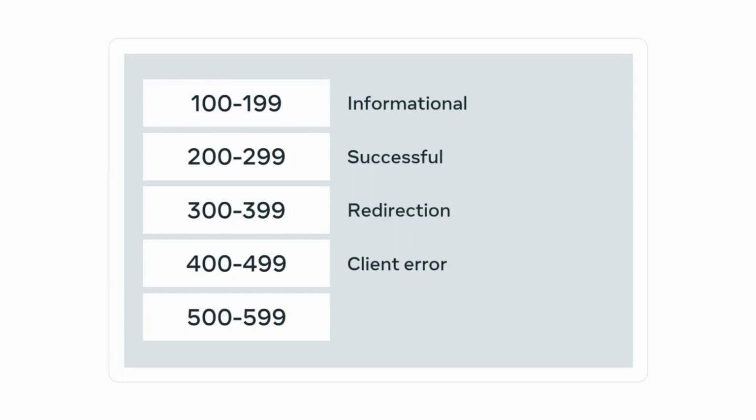Here is a range of error codes and their meanings. 100 to 199 are used for informational messages. The codes from 200 to 299 are successful responses. 300 to 399 provides redirection information. 400 to 499 are client error responses, and 500 to 599 are server error codes.